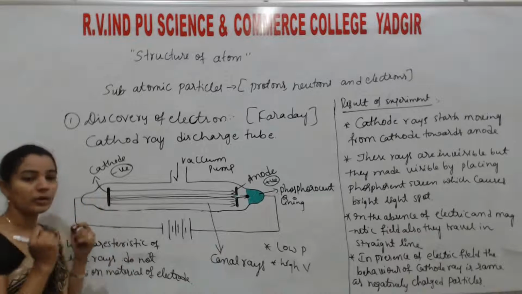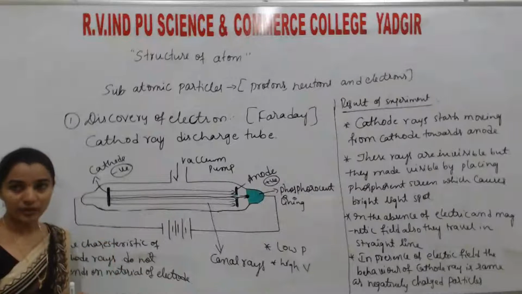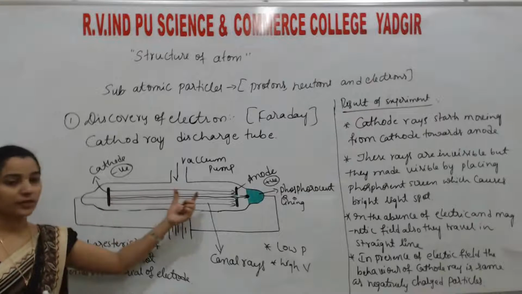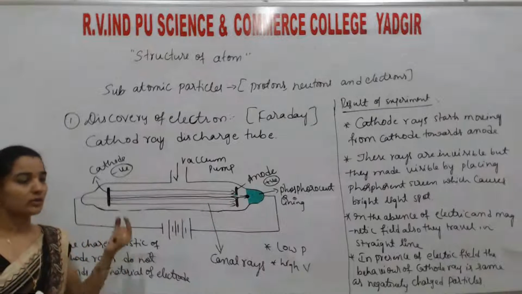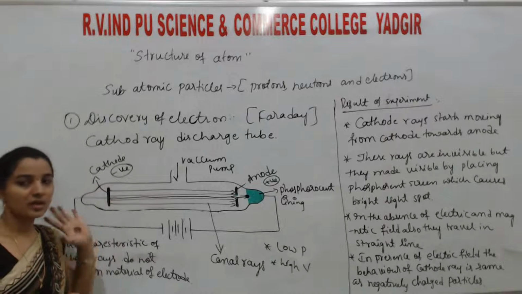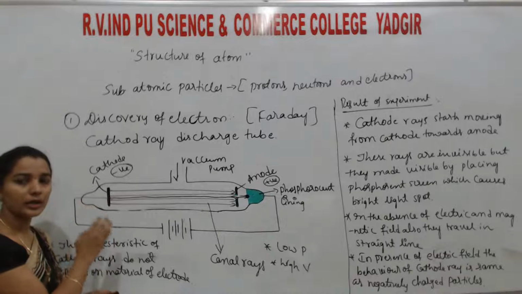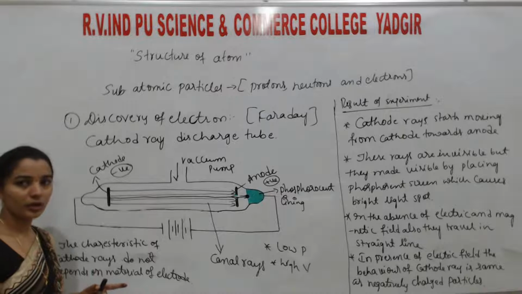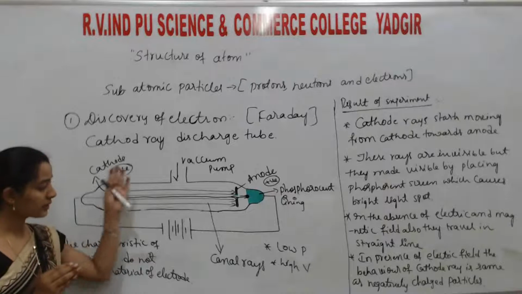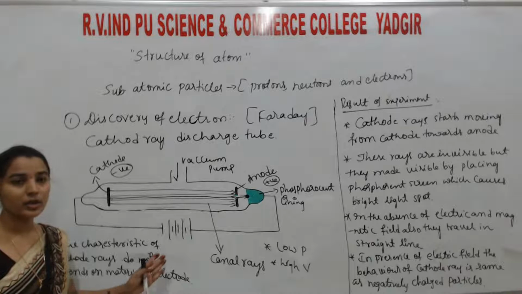Electrode means this electrode may be made up of iron, platinum, cobalt, or any metal. The material is different, but the characteristic of canal rays is nothing affected. Why? So we don't bother about this. Whatever the cathode may be, its charge is negative only. It may be iron, platinum, cobalt, nickel, anything, palladium. If it is cathode, its charge is negative only. Of course, the experiment setup is done as it is. So it isn't affected by the material of the electrode.